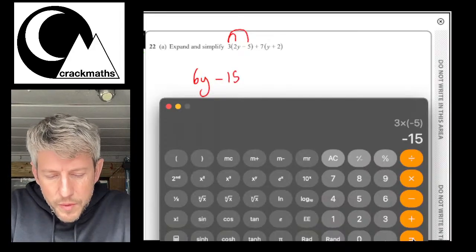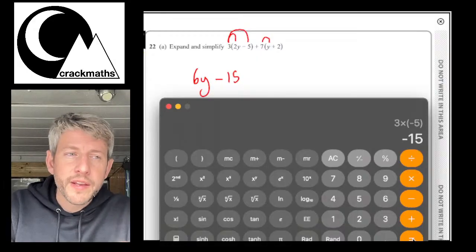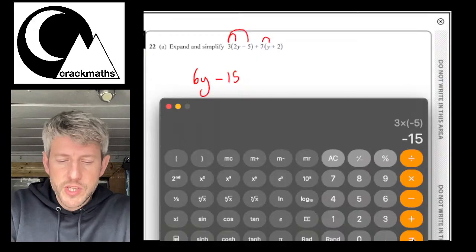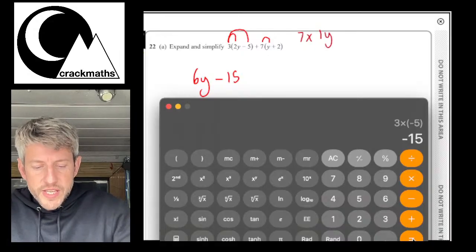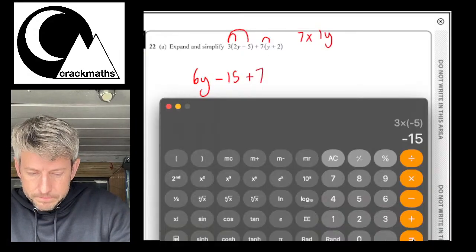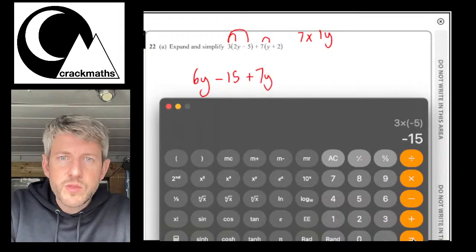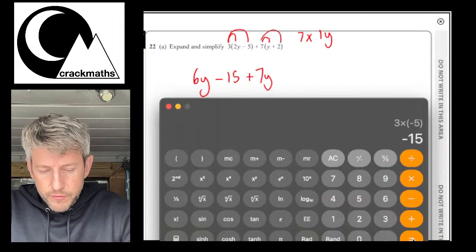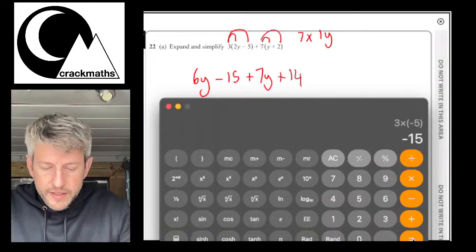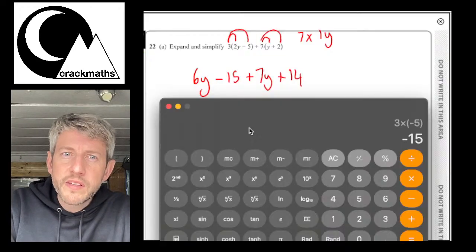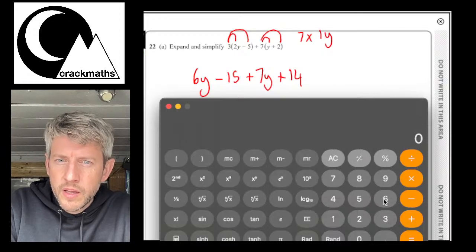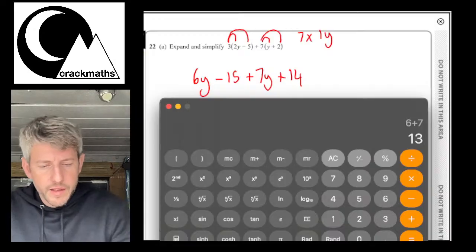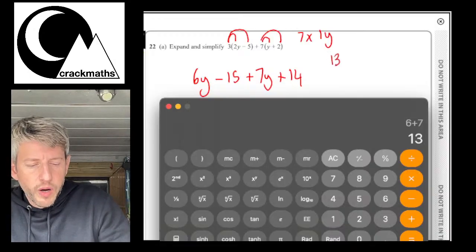And then the next one, we've got 7 times y. Remember, when you see a letter by itself, it just means 1y. So this is like 7 times 1y, which will be 7y. And then next we've got 7 times 2, which will be 14. Now we can add the y parts. The y parts will just be the 6 add the 7, and that's going to give us 13y.